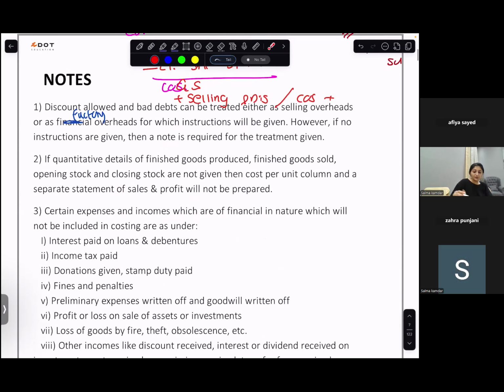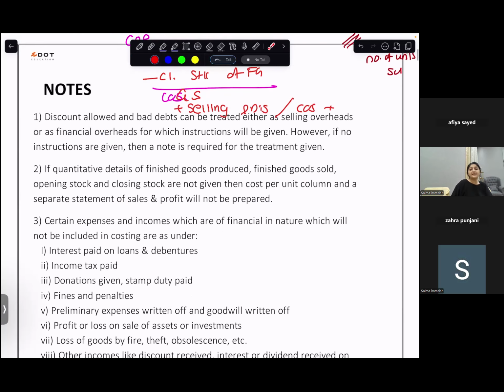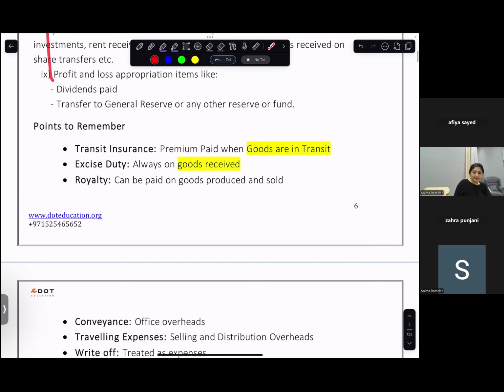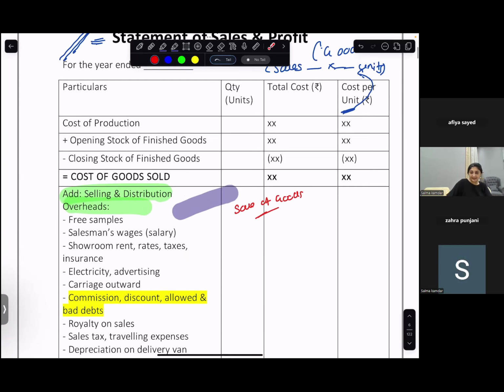Now, this was not factory, this was financial. There are certain expenses and income which are financial in nature, which will not be included in the costing. This is all. I will make you learn this. But before I go ahead, I want you to write so I get some breathing time.